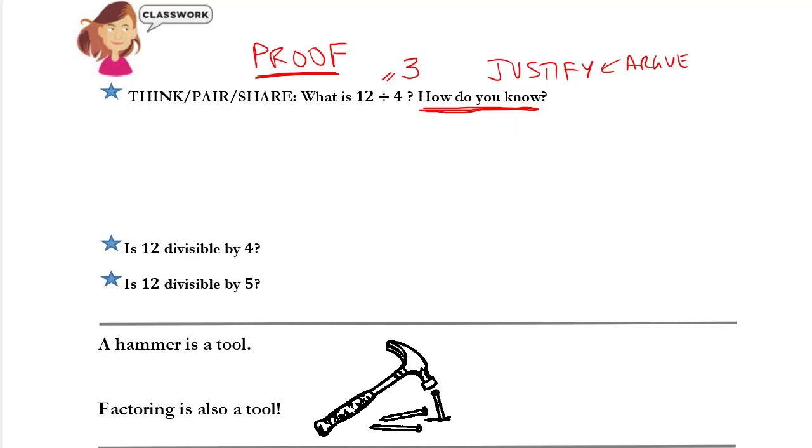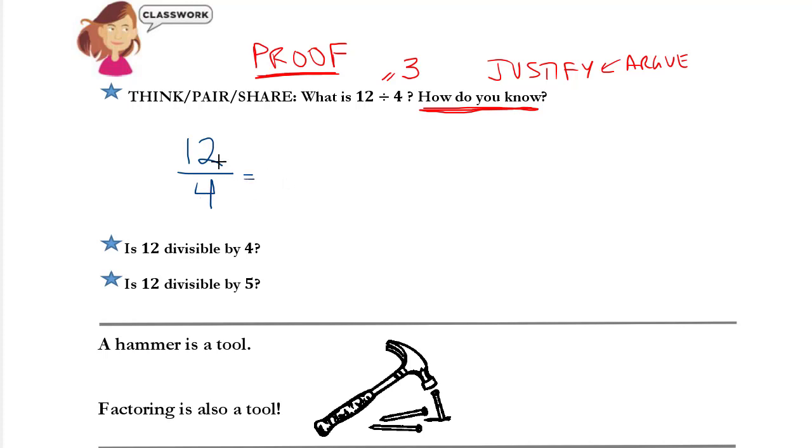Okay, and so we can actually justify this using factoring, right? If I say 12 divided by 4, one way that I can rewrite divided by, and we're going to do this in a couple lessons as well, is I can write it using this fraction bar, 12 divided by 4.